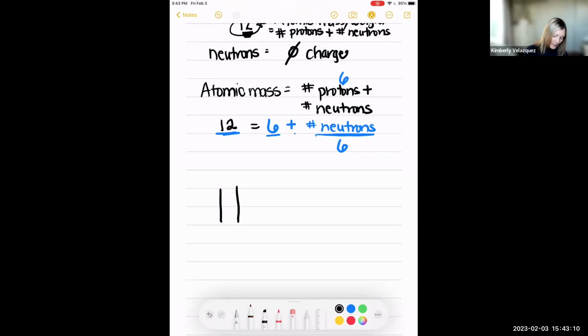Hydrogen on the periodic table. Hydrogen is another element that you should memorize the symbol for. It's just H. It's atomic number 1, and it has an atomic mass of 1.